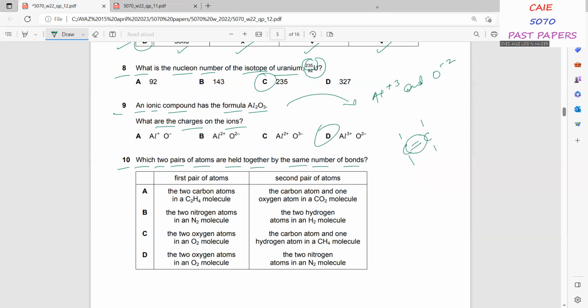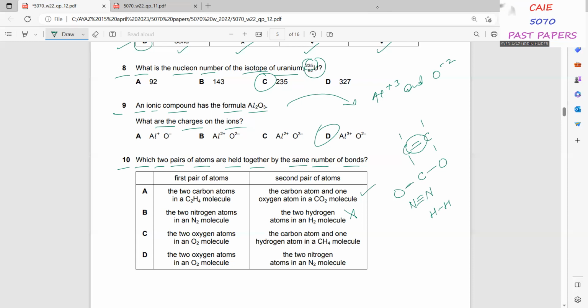Second pair of atoms, the carbon atom and one oxygen atom in a CO2 molecule. So carbon is bonded through a double bond to each oxygen atom. So this looks correct to me. What about B? The two nitrogen atoms in an N2 molecule. N2 is this. The two hydrogen atoms in an H2 molecule. This is H2. This is wrong.